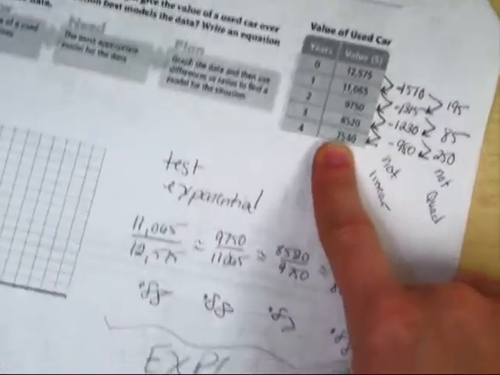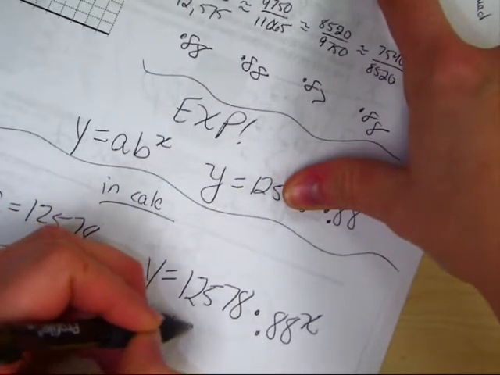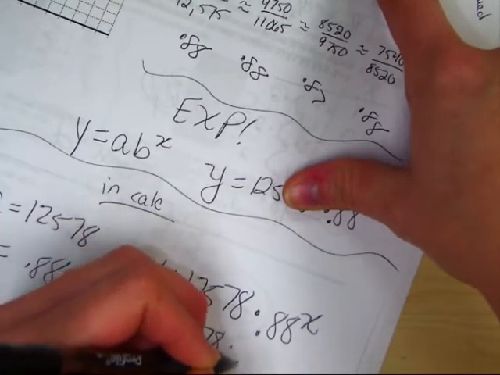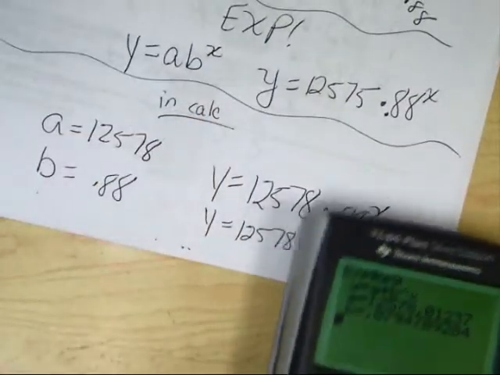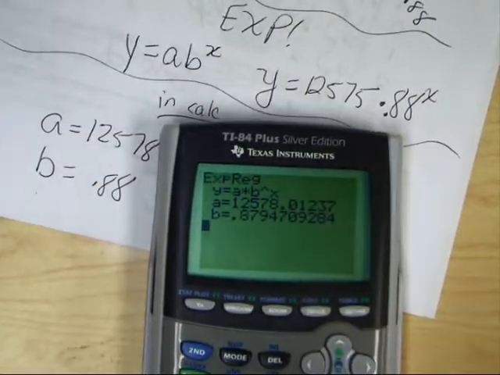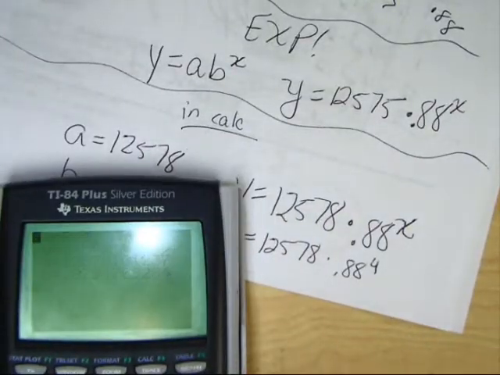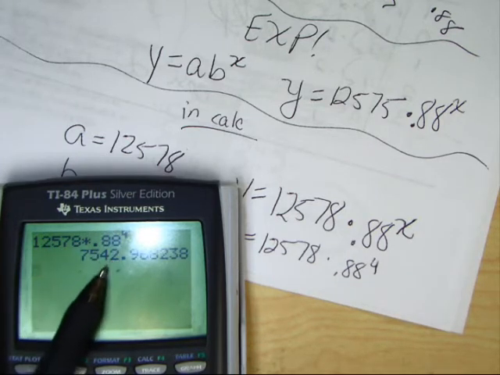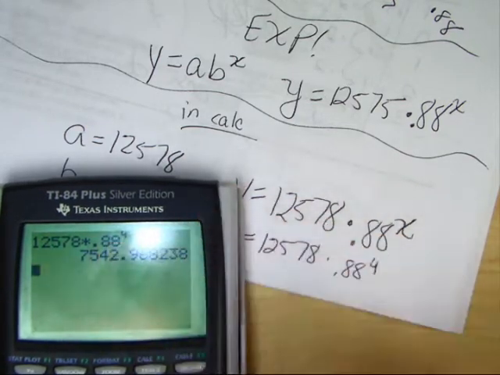I'm going to use my calculator answer because it's a little more exact. So if I do y equals 12,578 times 0.88 to the 4th, watch what I get. There, that looks pretty good. Look how close it is to being exactly what we got for our car value. Pretty neat.